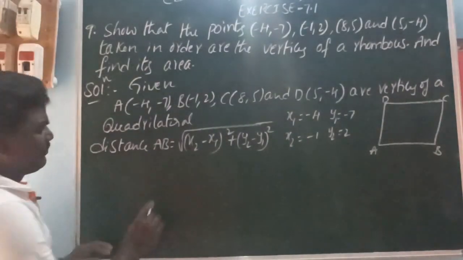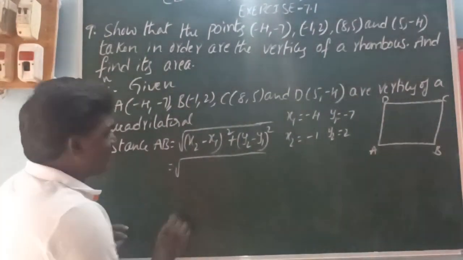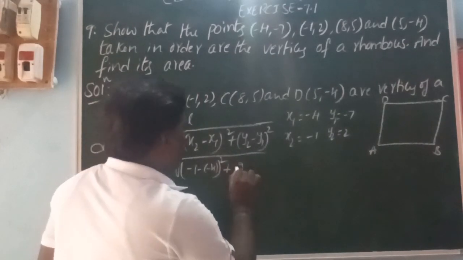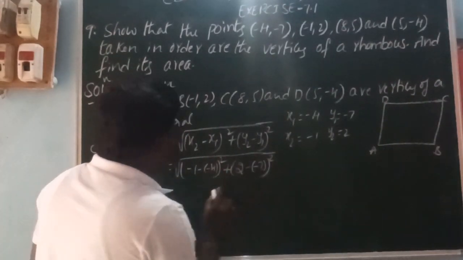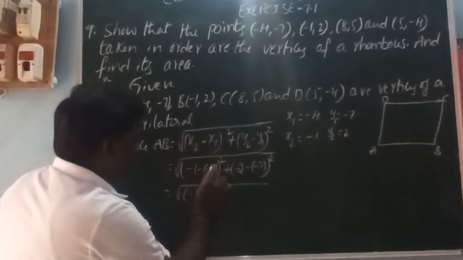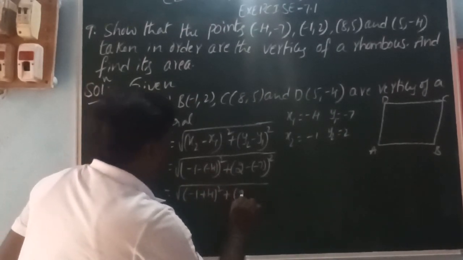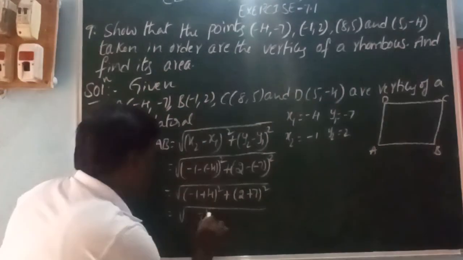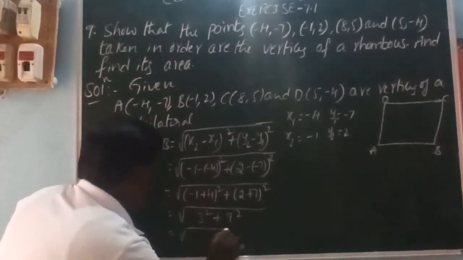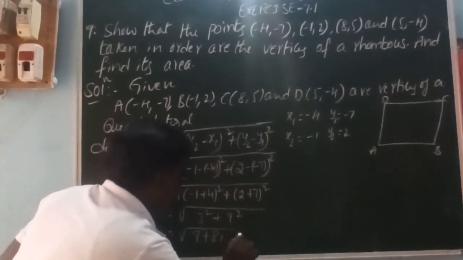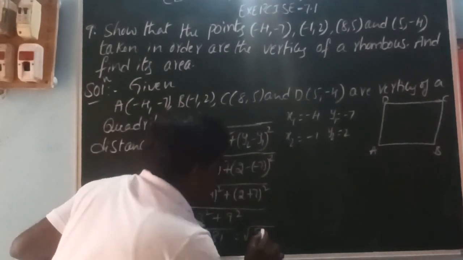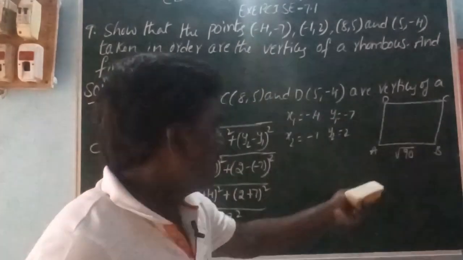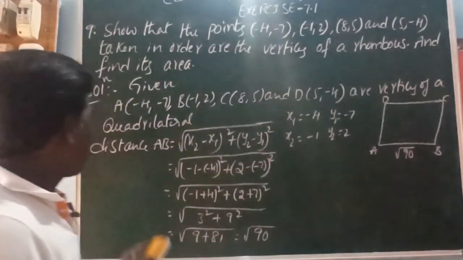So here the square root of (x2 minus x1) whole square, that is (-1 minus of minus 4) whole square, plus (y2 minus y1) whole square, (2 minus of minus 7) whole square. So that is (-1 plus 4) whole square, (2 plus 7) whole square. So -1 plus 4 is 3 square, 9. 2 plus 7 is 9 square, 81. So 81 plus 9 is 90. So the distance AB is the square root of 90. So the length of the side is the square root of 90.